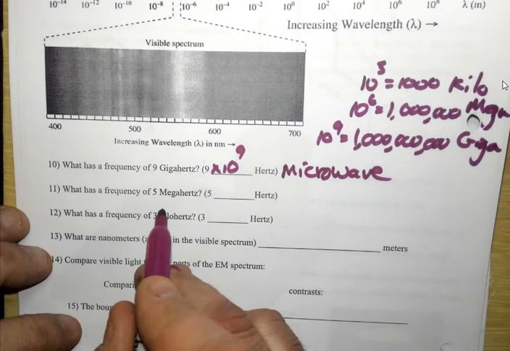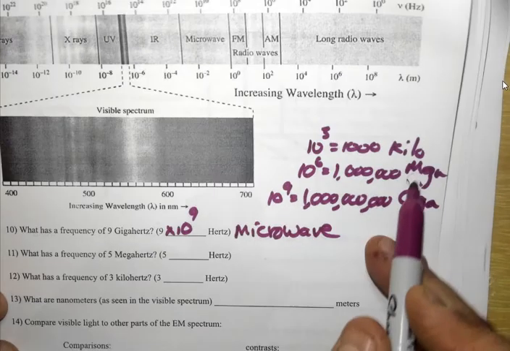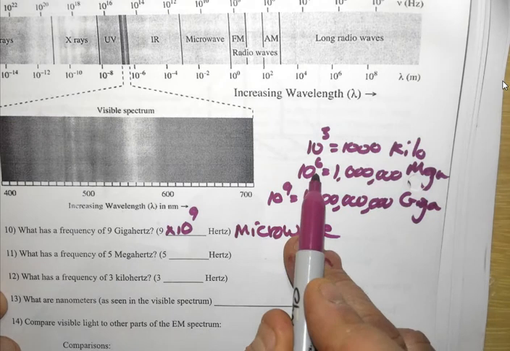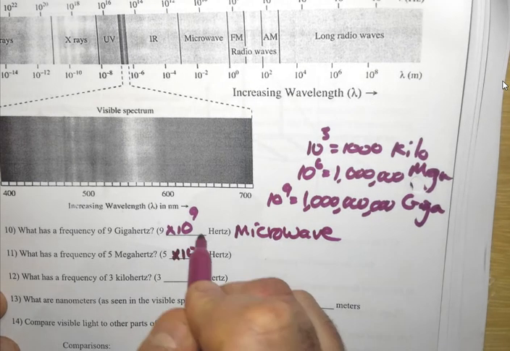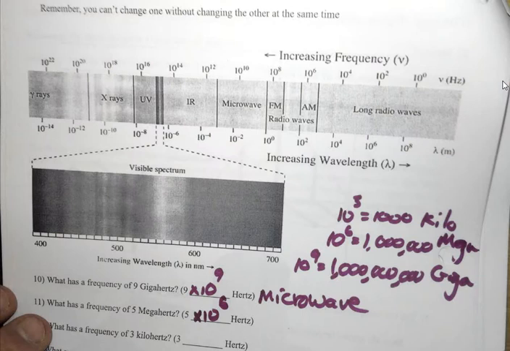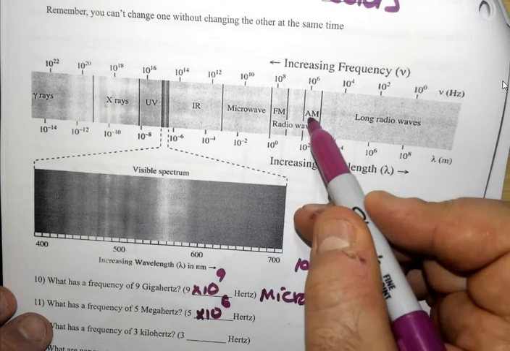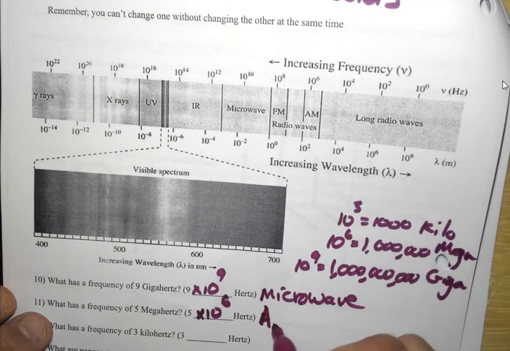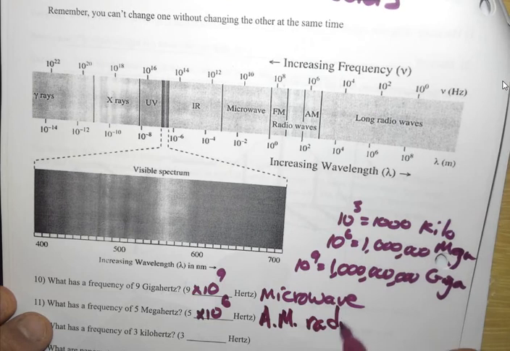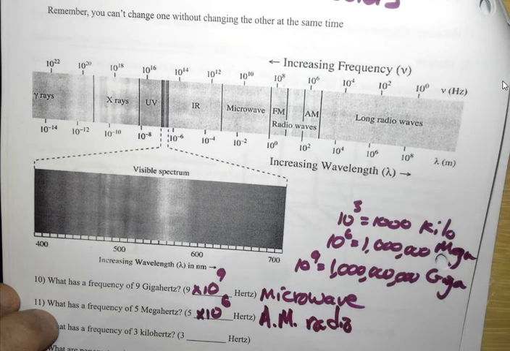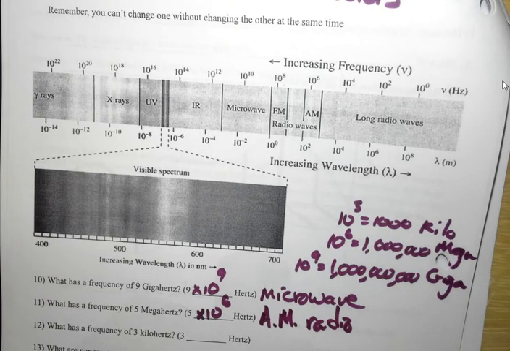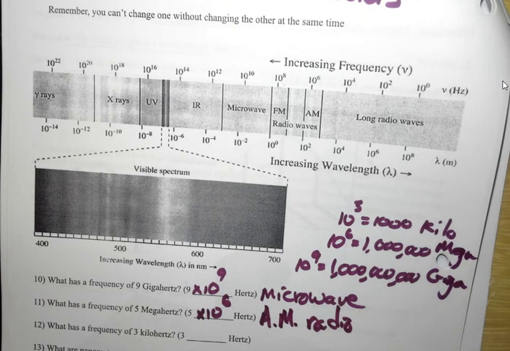Frequency of 5 megahertz. Mega is million, that's times 10 to the sixth. So 5 times 10 to the 6th is what? 10 to the 6th, that's AM radio. So the only difference between the microwaves that heat up your food and the radio waves that make music in your car is the frequency and wavelength. It's the same stuff, the same electric and magnetic fields. They're just interacting in different ways.